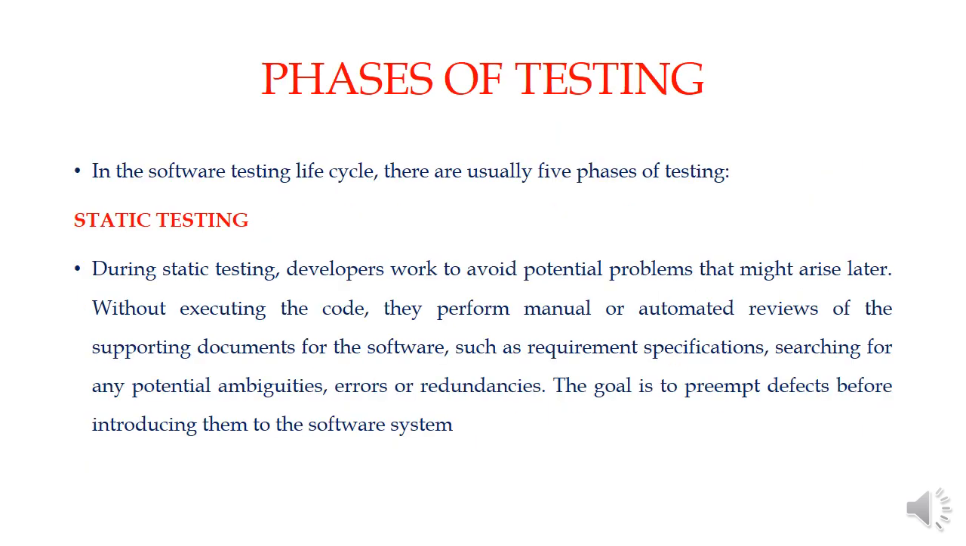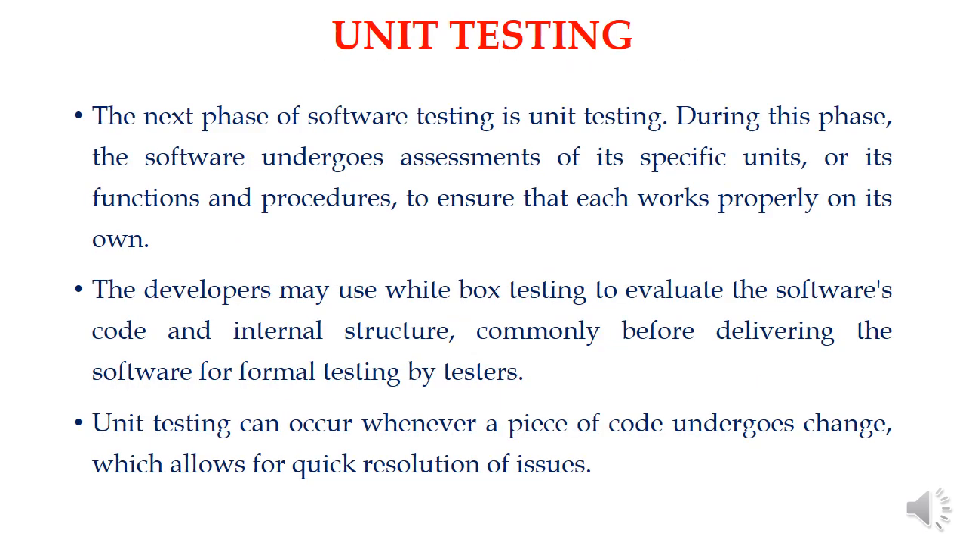So, phases of testing, it's usually 5 phases. Static testing. So, first phase is static testing. Developers work to avoid potential problems. Without executing the code, they perform manual or automated reviews of supporting documents for the software, such as the requirement specification, searching for any potential ambiguities, errors or redundancies. It is to preempt the defects in the software system.